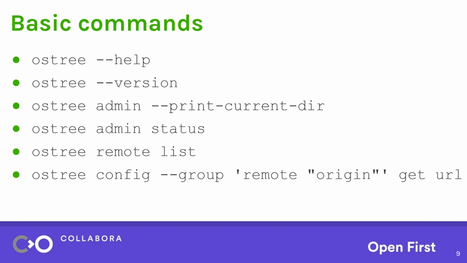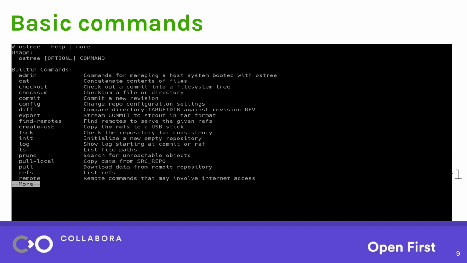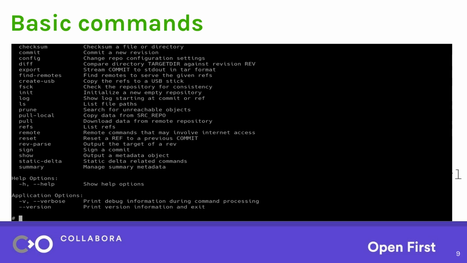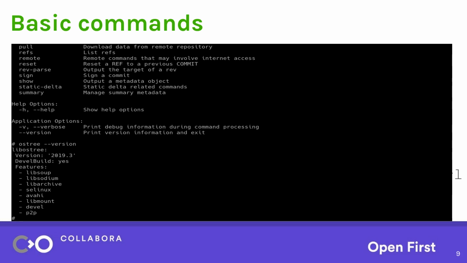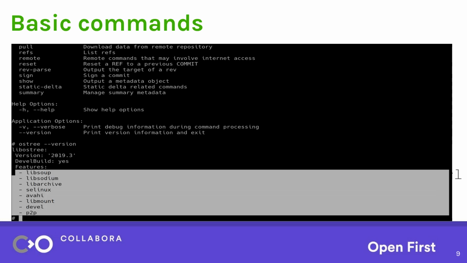Okay, now it's time to try some basic CLI commands. The OSTree CLI is a single binary which contains a lot of built-in commands. The full list of commands for the installed OSTree version can be shown with the --help option. ostree --version shows you not only the version of the installed libostree and OSTree CLI, but also some additional features which are compiled in during build time.